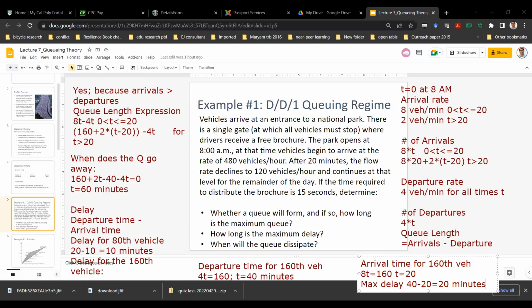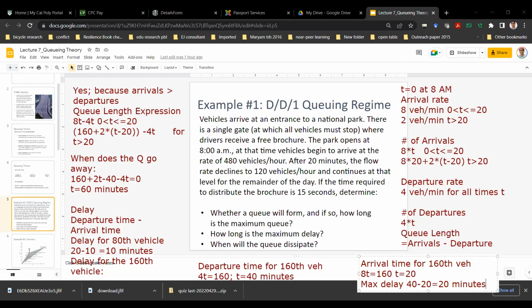But you can derive the delay for any vehicle. And the queue goes away at t equal to 60 minutes, so no delay after that. So if I ask you what is the delay for any vehicle that arrives after t equal to 60 minutes, they will not face any delay at all. Right? So that's the idea.